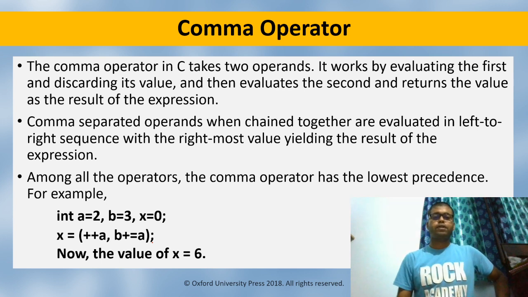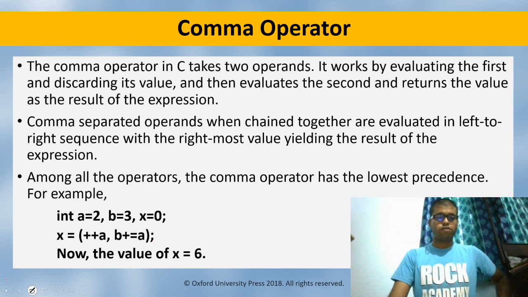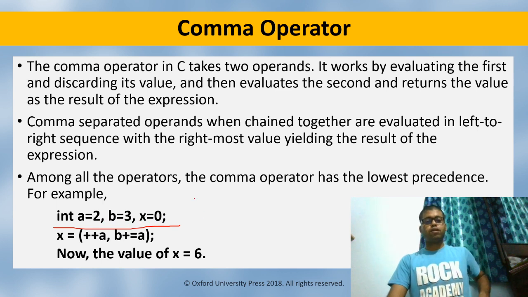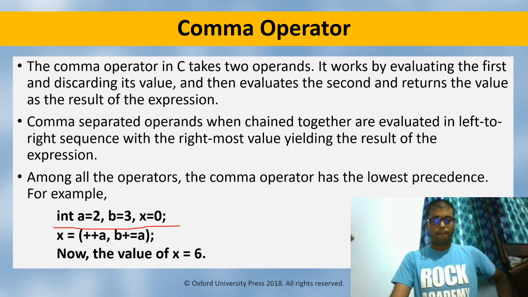We have a comma operator. Comma is considered an operator, and it separates the variables. In this way, you can define using comma: int a equals 2, comma b equals 3, comma x equals 0. If we write a, comma b, comma, equals 3, then they all become the same. So we can define different values for each variable by using comma.